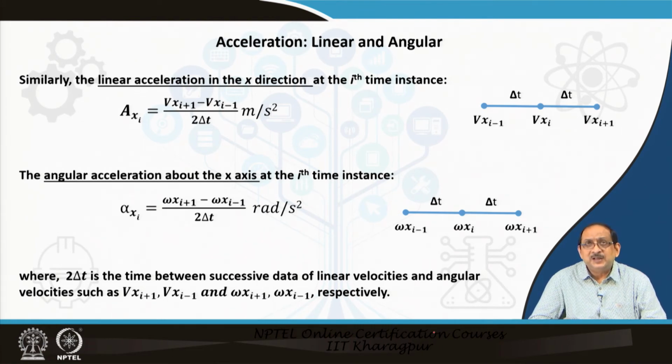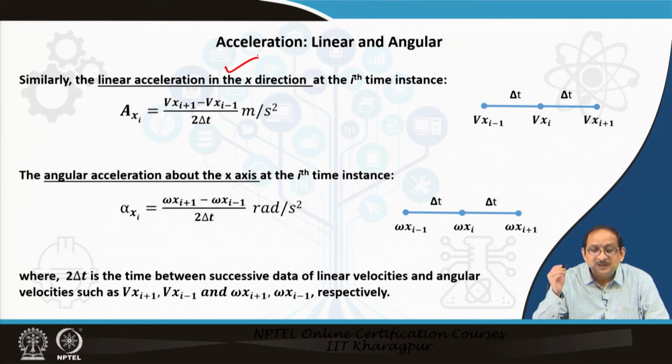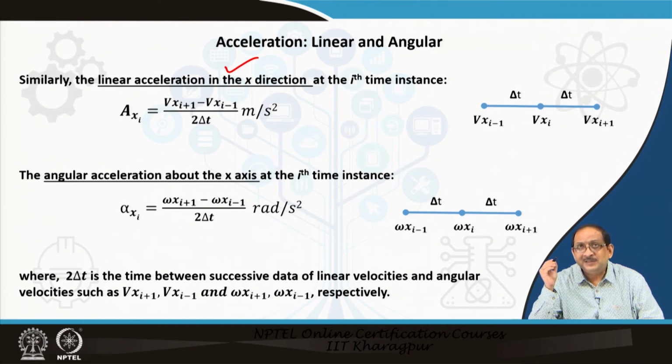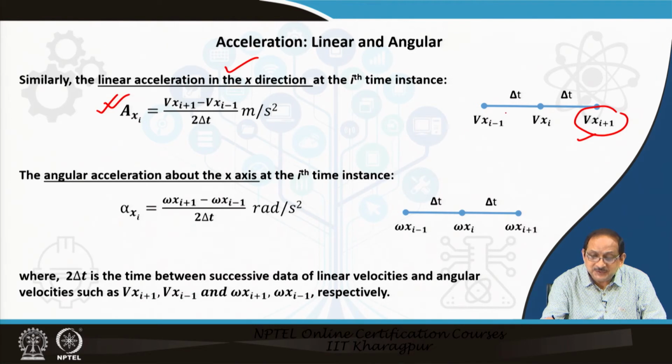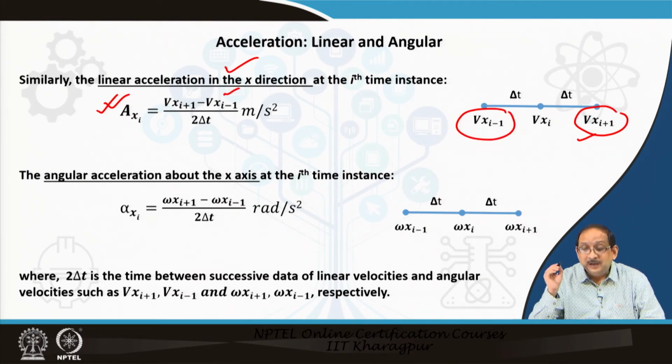Now, let us discuss the linear and angular acceleration. Similar to the calculation of velocity, we can calculate the linear acceleration along the x direction at the ith time instant, which is given by the expression as indicated in the slide. So, Axi equal to Vxi plus 1 minus Vxi minus 1 divided by the total time duration 2 delta t.